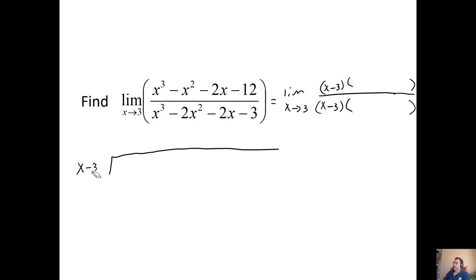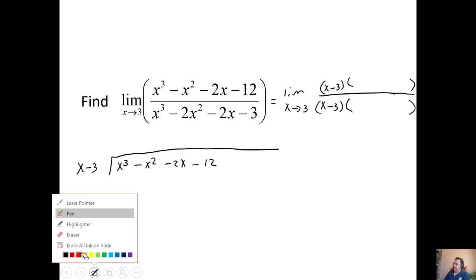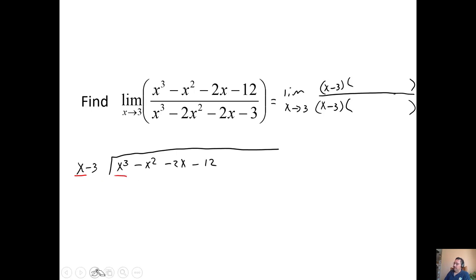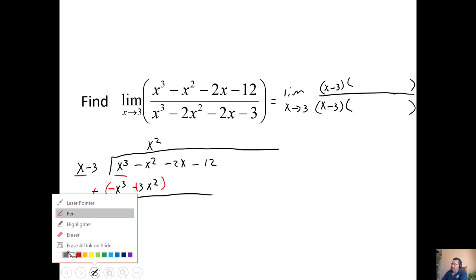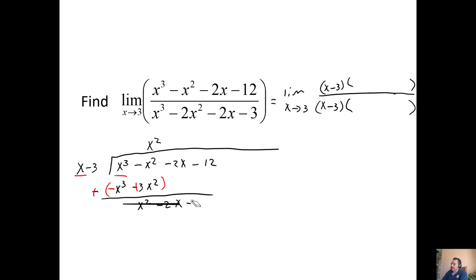The x minus 3 goes out here, and the x cubed minus x squared minus 2x minus 12 goes in here. And then, just like you did in elementary school, you're going to take the one in front into the one in front. And what I mean by that is x times what will give me x cubed. And of course, that's x squared. Then you multiply the x squared by the entire x minus 3, which gives you x cubed minus 3x squared. And then you subtract. But to subtract, it's easier if instead you add the opposite. And the opposite, you just distribute the minus, and you end up with a negative x cubed plus 3x squared. And when you add those, you just get x squared minus 2x minus 12.